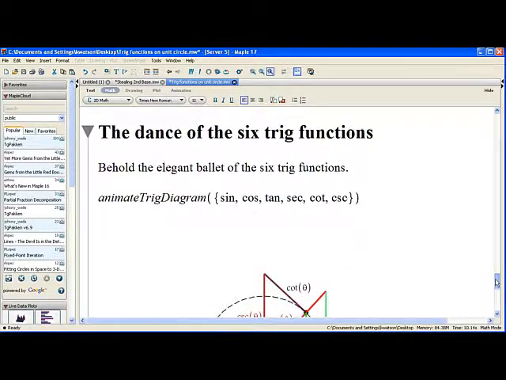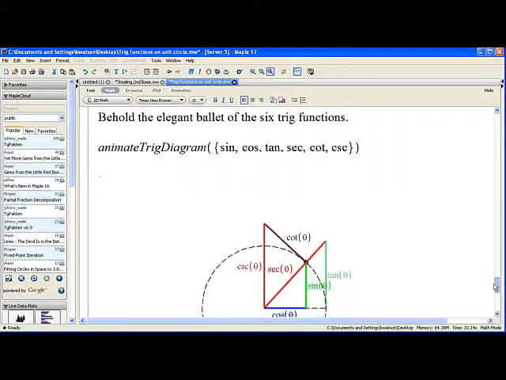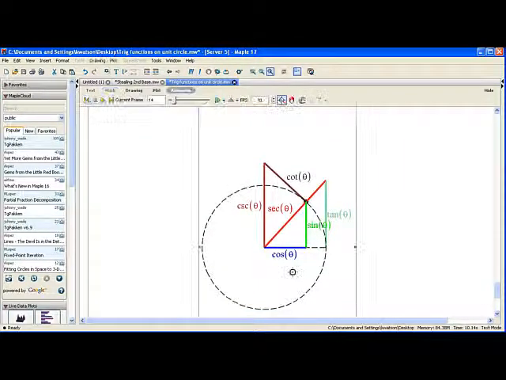And now, just for fun, I like to do what's called the dance of the 6 trig functions. Behold the elegant ballet of the 6 trig functions as we animate them all at once and just turn them loose. So I'm going to take this animation here and play it in a loop so it repeats itself. Slow it down a little bit so you can appreciate the full beauty of what's happening. And let's see it go.